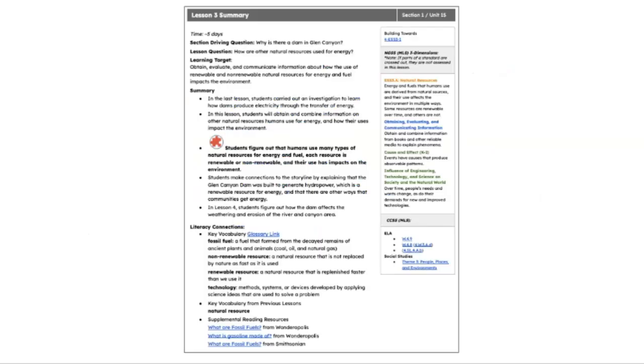There are several opportunities for ELA and social studies cross-curricular connections throughout the lesson. You can look for specific standard connections in the Unit 18 Teacher Guide. This lesson will take approximately 5 days to complete.